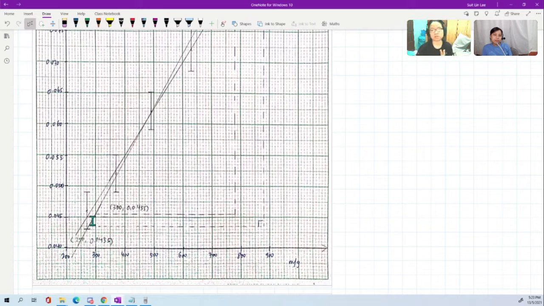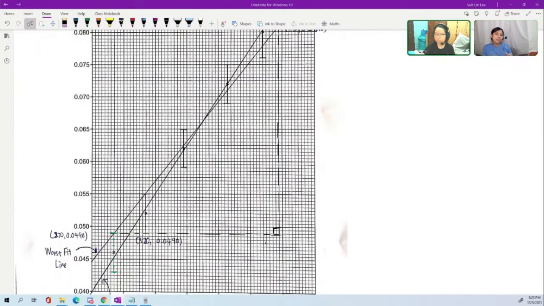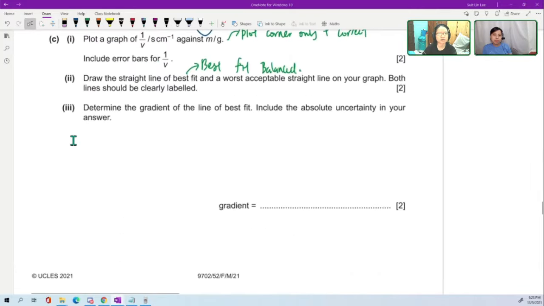Ideally, some students will think that, shouldn't we take both and then find the range, half of the range? Yes, but you won't get extra mark for doing that. So we only choose one because it takes too much time. It's not worth it. So just choose one. Choose as long as, very important, it passes through all the error bars.